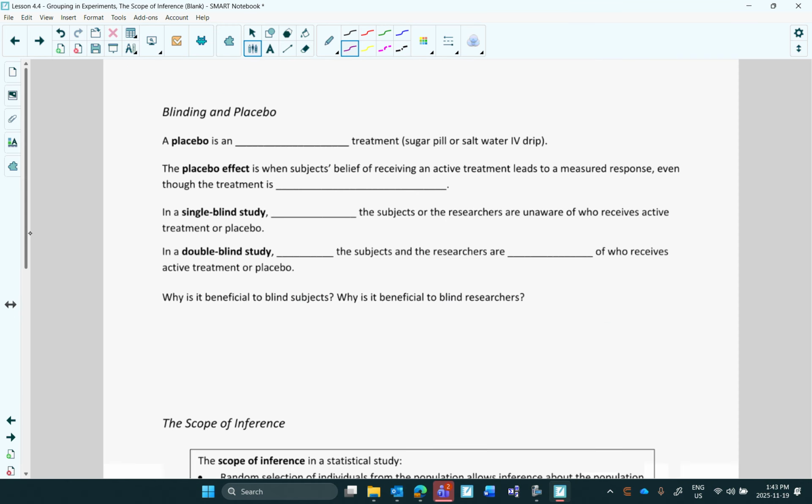Okay? So a placebo is an inactive treatment. And the placebo effect is when the subject's belief of receiving an active treatment leads to a measured response, even though the treatment is, what did I write here? Sure I have the right words. Actually inactive.